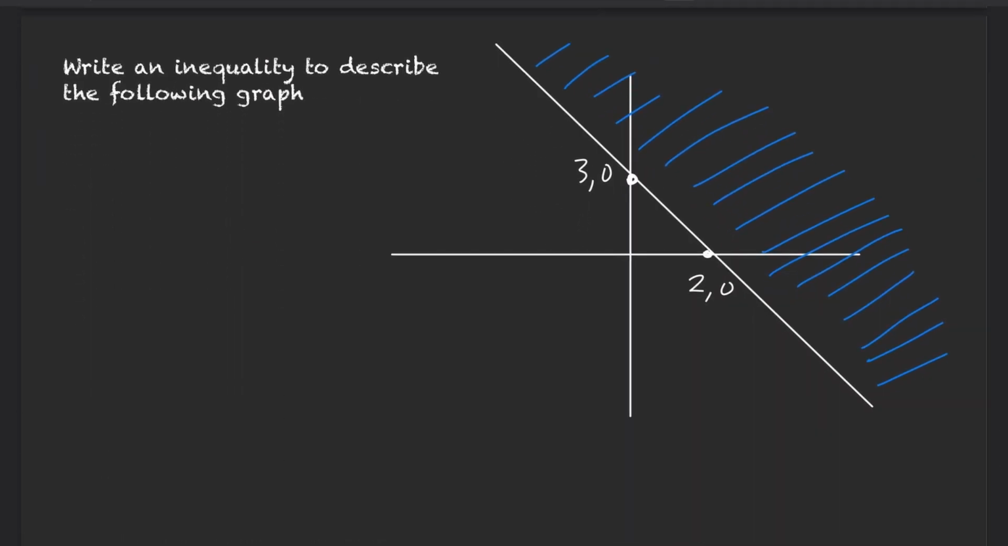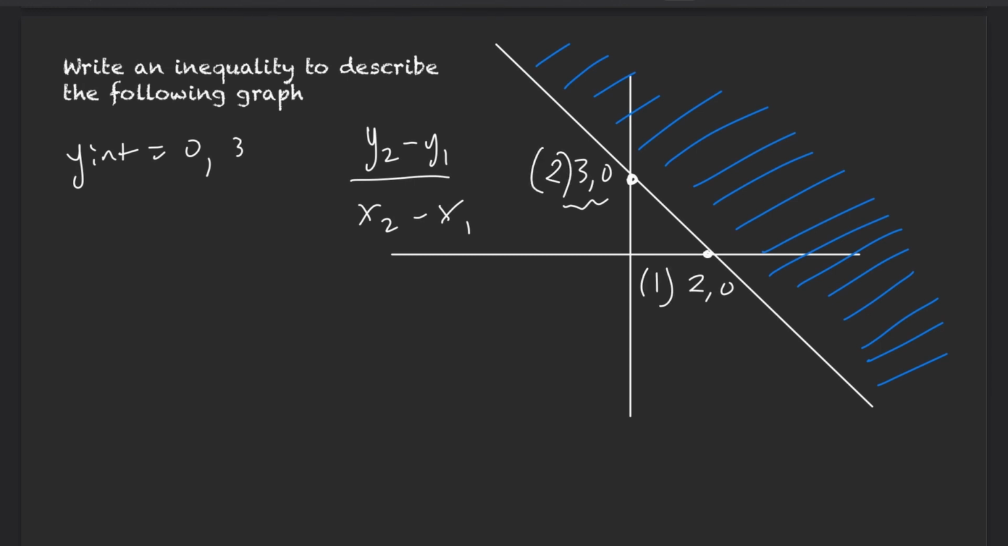Okay, let's try this one. Write an inequality to describe the graph. So we have the points 3, 0 and 2, 0. To find the slope, it's always y2 minus y1 over x2 minus x1. So let's say that 3 comma 0 is our point number 2, and this is point number 1. Then we'll just plug in.